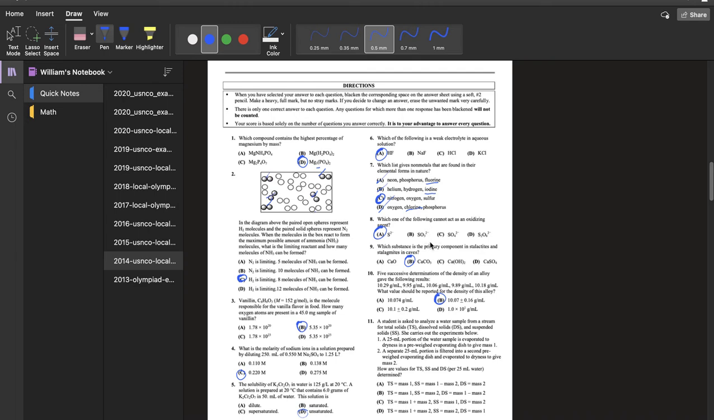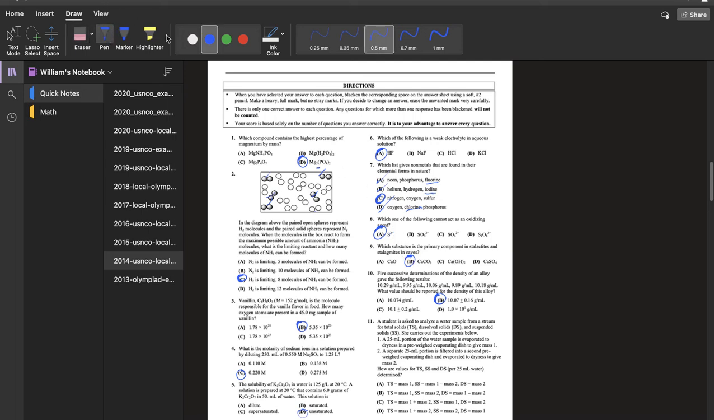8, which cannot act as an oxidizing agent. What to remember for this is that oxidizing agents get reduced, reducing agents get oxidized. So in this case, we need to pick something that can't be an oxidizing agent, so it can't get reduced further. If you remember, reduction means that you gain electrons, you get more negative. Sulfur can't get more negative than 2 minus. So that's why you would choose A.